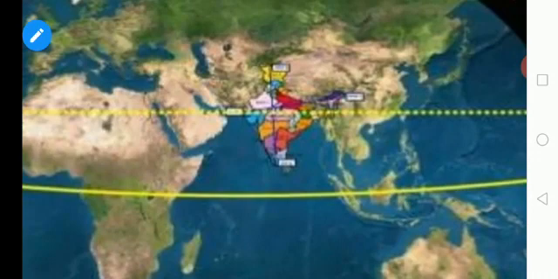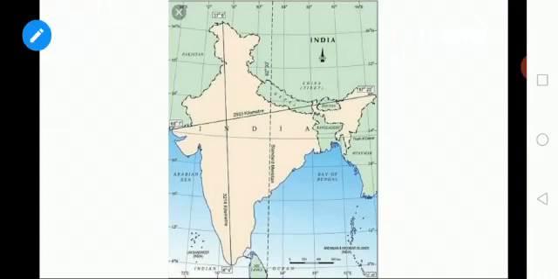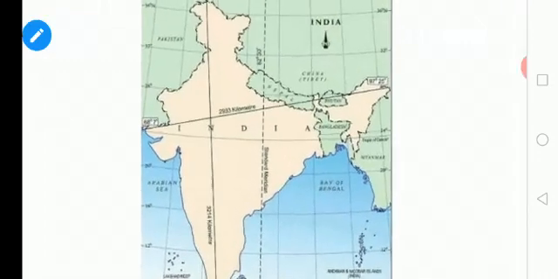So, thus only we say that India lies in the northern hemisphere, top above the equator. Could you see this? Yes. Next, we are going to see the India map. So, this will be easily understood for you.